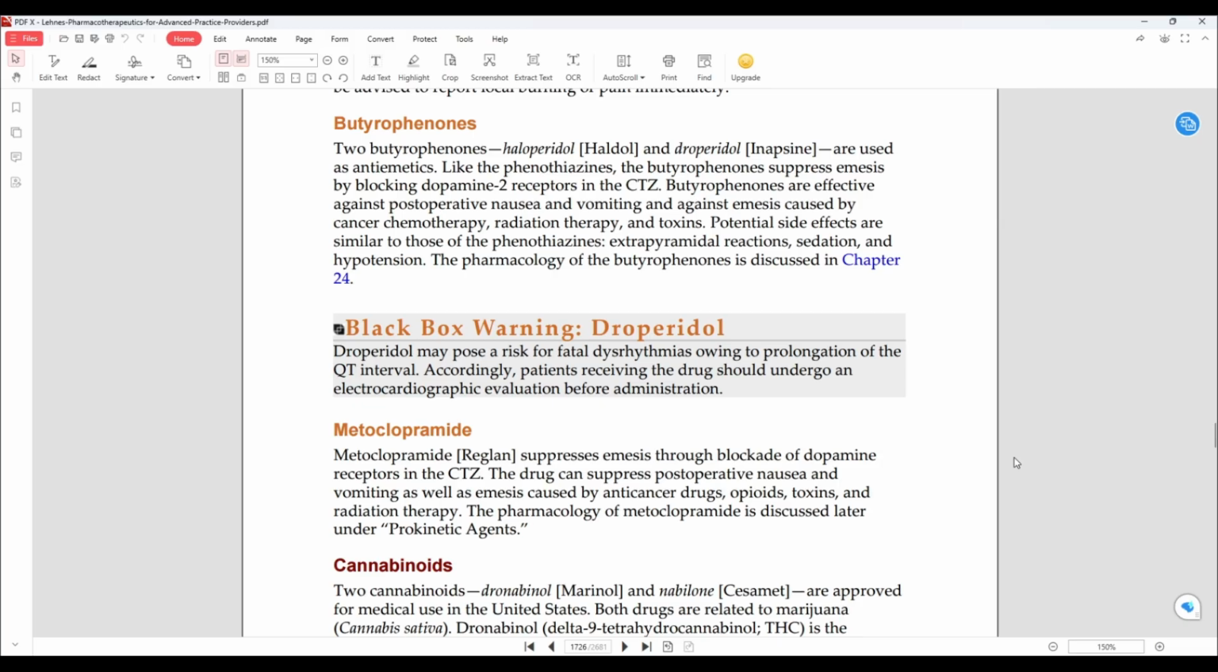Butyrophenones are effective against postoperative nausea and vomiting and against emesis caused by cancer chemotherapy, radiation therapy, and toxins. Potential side effects are similar to those of phenothiazines: extrapyramidal reactions, sedation, and hypotension. The pharmacology behind these medications is discussed further in Chapter 24.